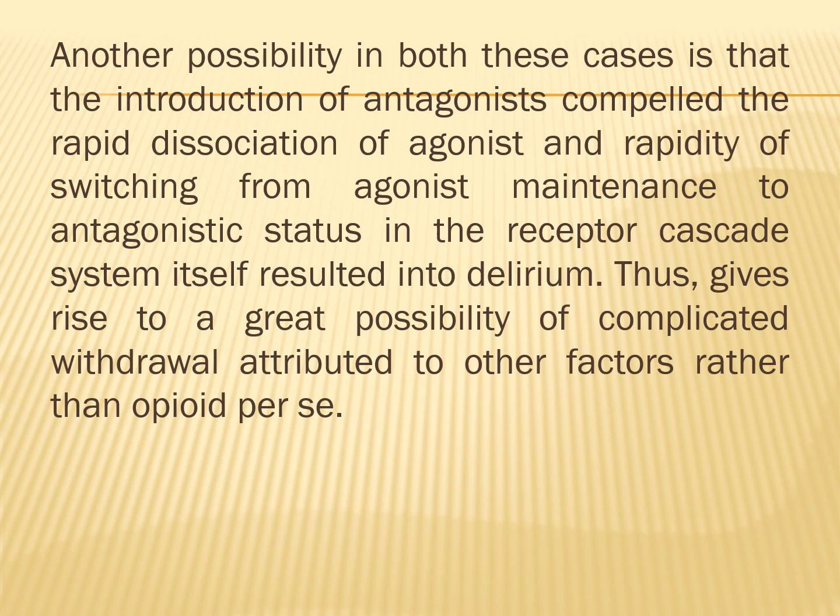Now, another possibility. We are discussing the possibilities in these case reports, what is happening or what we have in our mind. Another possibility in both these cases is that the introduction of the antagonist compelled rapid dissociation of the agonist, and the rapidity of switching from the agonistic maintenance phase to the antagonistic status in the receptor cascade system itself resulted in delirium. This may also be the possibility. The person is on opioid and suddenly we have reversed the mechanism. The patient may land up in delirium. This is another possibility. This gives rise to the great possibility of complicated withdrawal being attributed to other factors rather than the opioid per se.